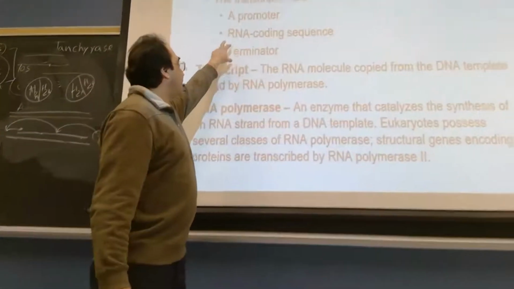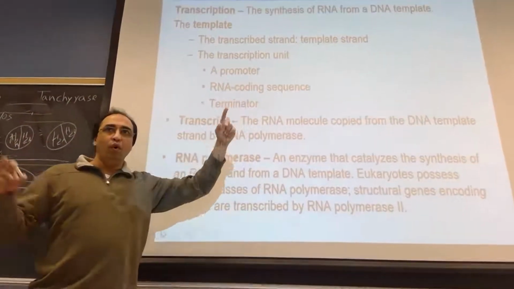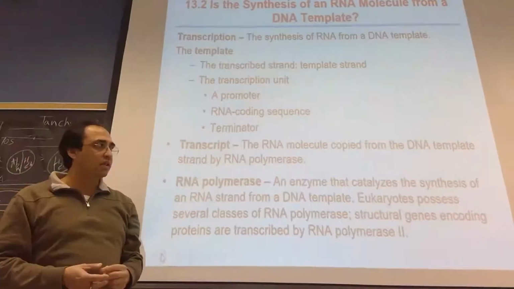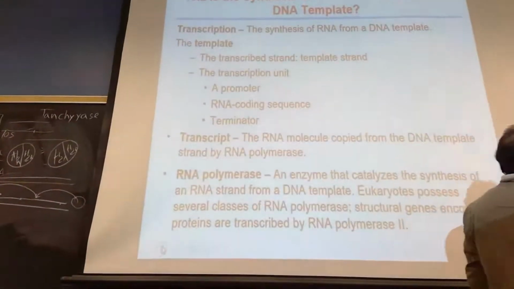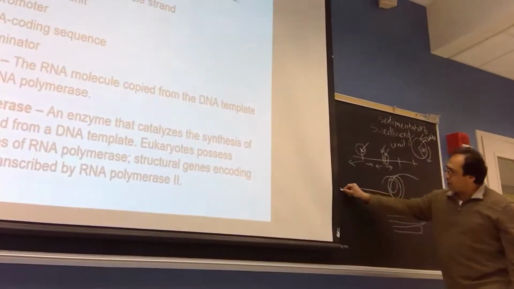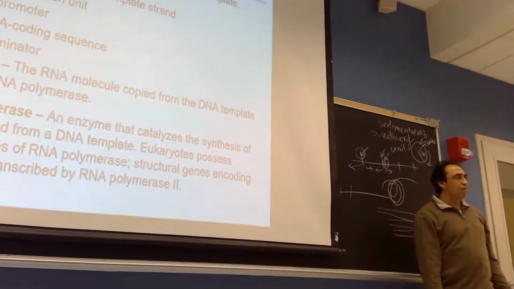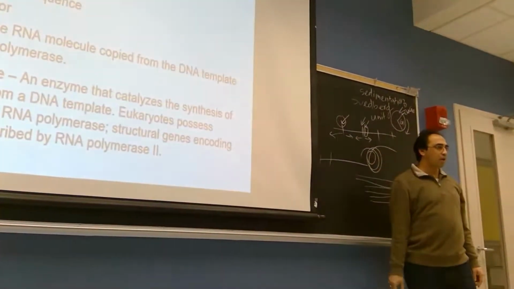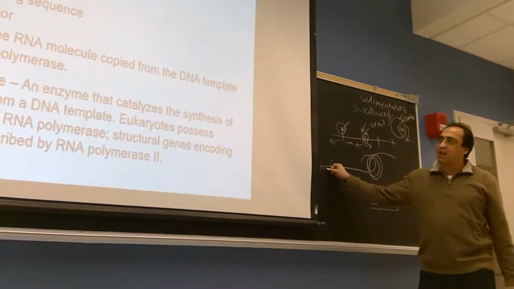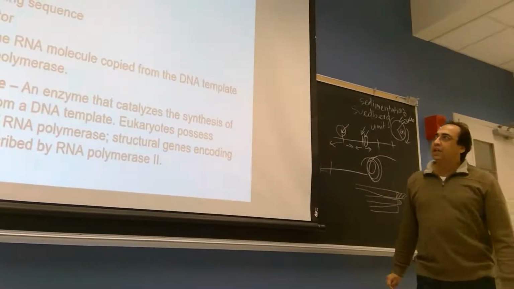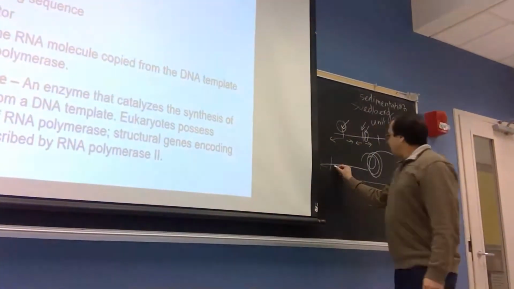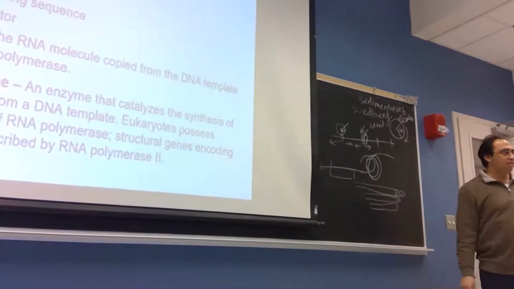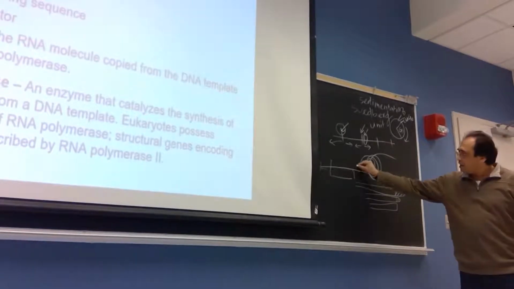But in DNA, there are some regions. The whole DNA or whole gene is not transcribed. There are certain portions. If the DNA is like this, this portion is called the promoter region. The promoter region is the binding portion of RNA polymerase. It is not transcribed. Then the RNA coding sequence. From this part, RNA will be coded. And the termination site.